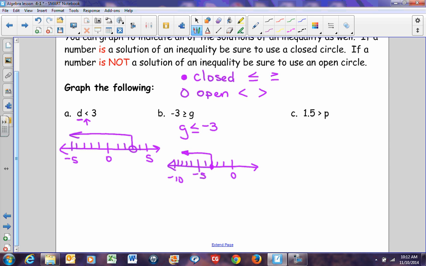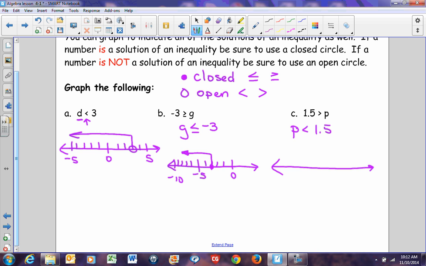I like to graph above the number line because it's clear and easy to see. If you graph on the number line with a pencil, sometimes it's very difficult to see where you're going and which direction you're going. Last one here, 1.5 is greater than P. I'm going to rewrite it. P is less than 1.5. Okay, closed toward P, open toward the 1.5. Points toward P, it's open toward the 1.5.